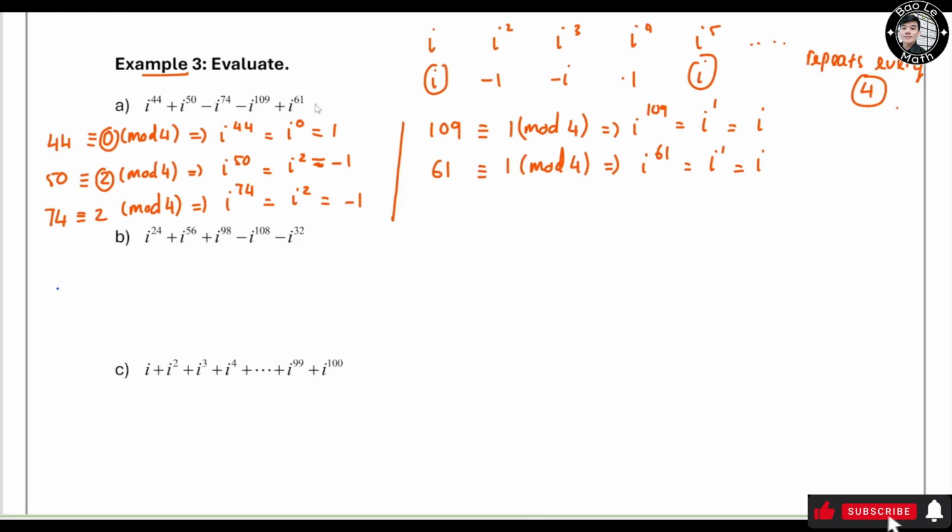So we're going to go back over here. i to the 44 equals 1 right here. i to the 50 equals negative 1. i to the 74 equals negative 1, and you have negative 1 becomes plus 1, right? i to the 109 is going to be i right here, and you have a negative sign right here, so it could be negative i, right? i to the 61 is going to be i right here, plus i, right? So we're going to simplify this one. The answer is 1, right?